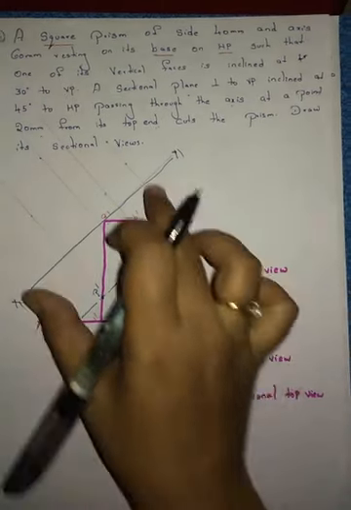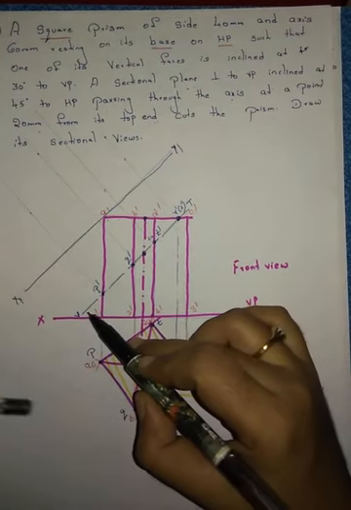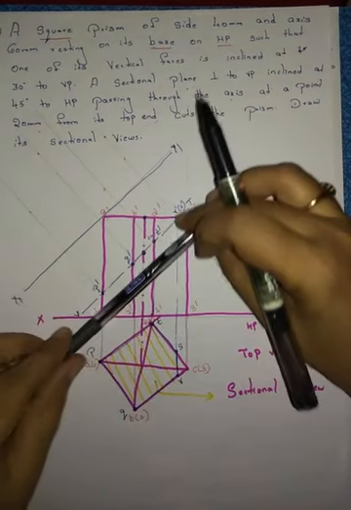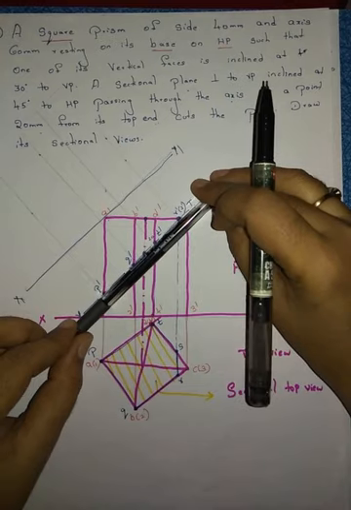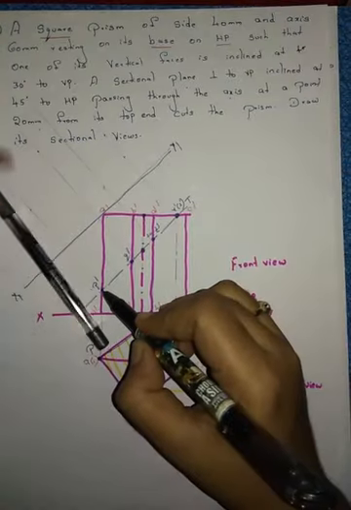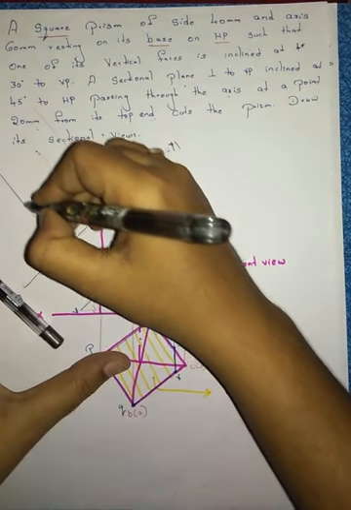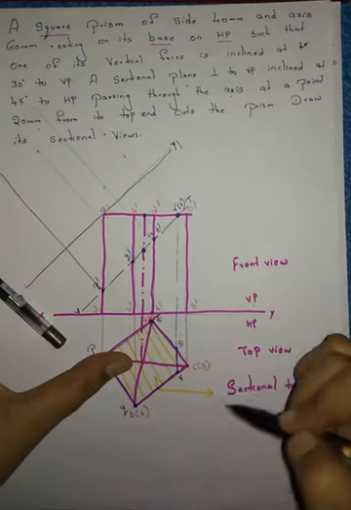Now, after drawing this another reference line, what you have to do, just keep your protractor on this sectional plane. From P point, mark 90 degrees. Draw a straight line of any length.